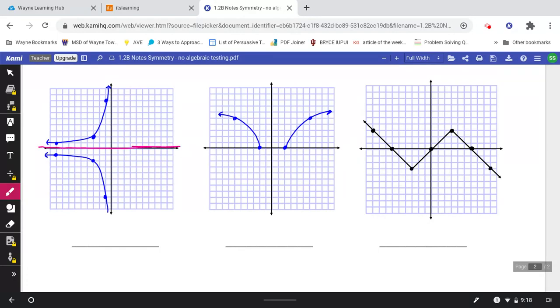The first one is x-axis symmetry. The x-axis, you have the same thing at the top as you do at the bottom. Top versus bottom. That is x-axis.